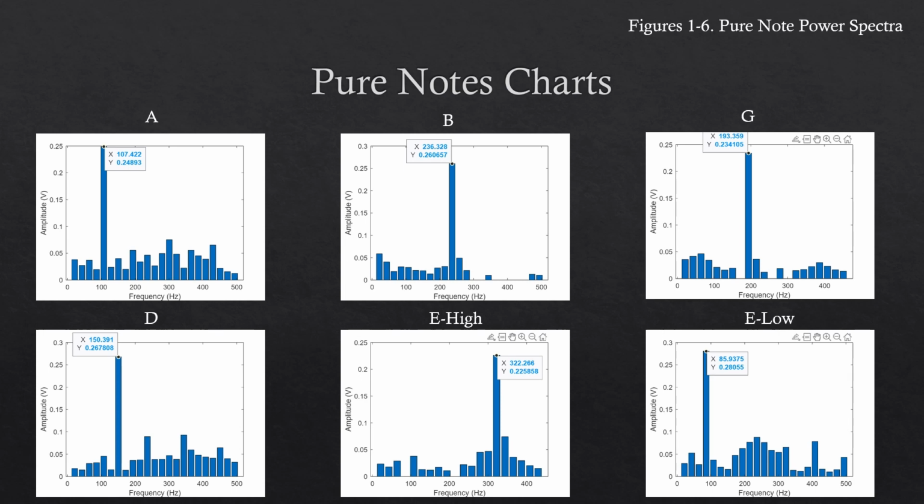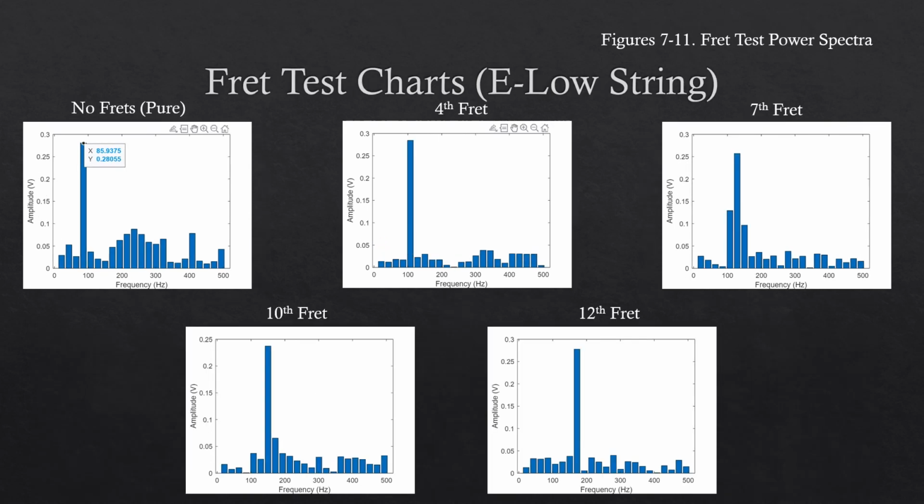Here are the power spectra for the fret test. The no fret test produced a very similar chart to the pure note that we saw earlier with just some slight change in the background noise. And the general trend is that as frets are engaged, the frequency tends to go higher and higher.